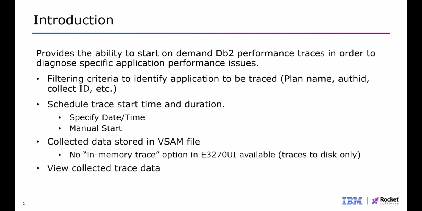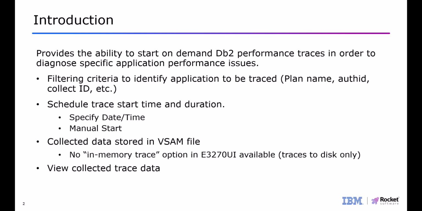In the event that you need to get into more detailed information about a specific problematic application, the accounting class traces may not be enough detail for you, and you might have to resort to using your Db2 performance traces. So what the application trace facility is going to allow you to do is an on-demand start of Db2 performance traces for specific applications.